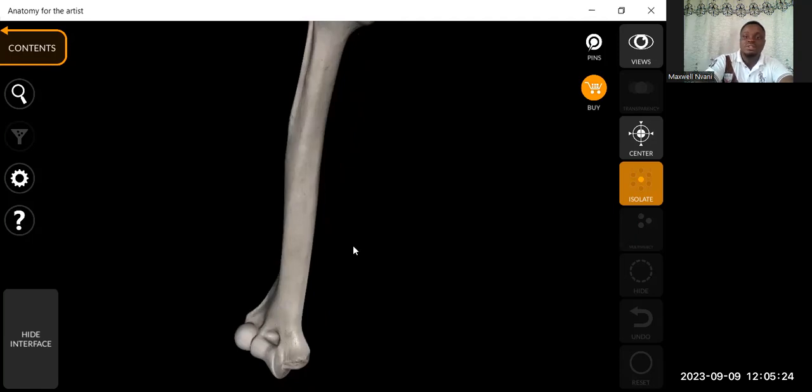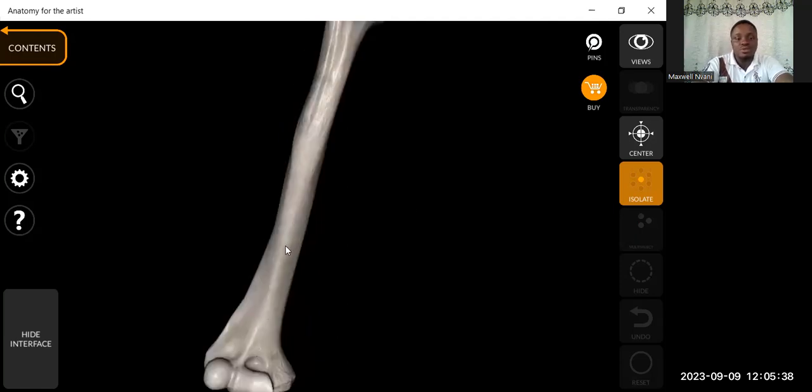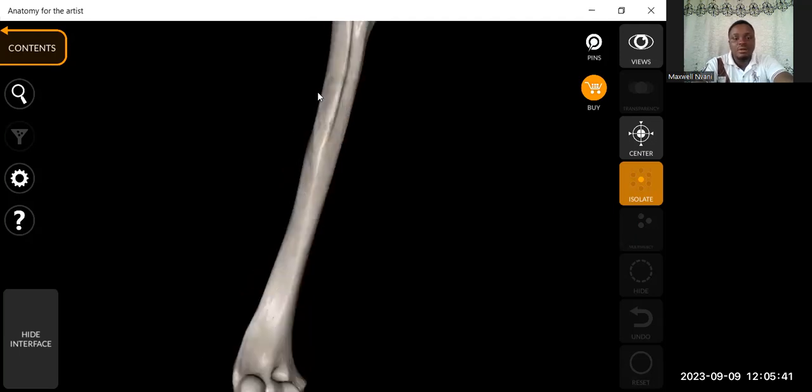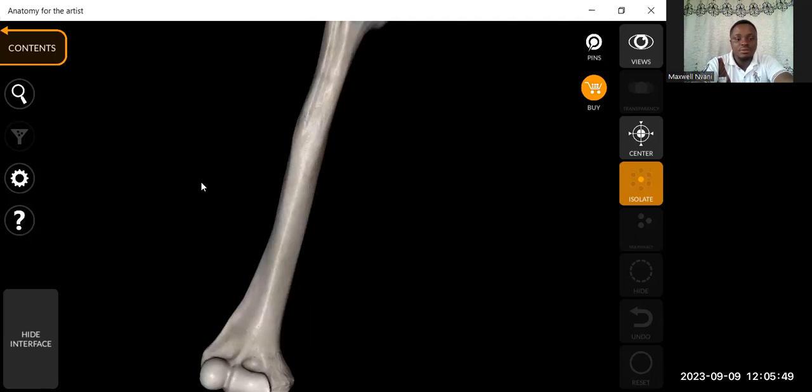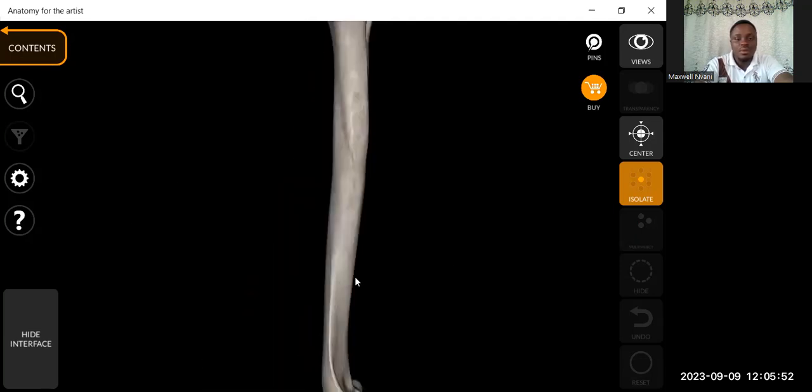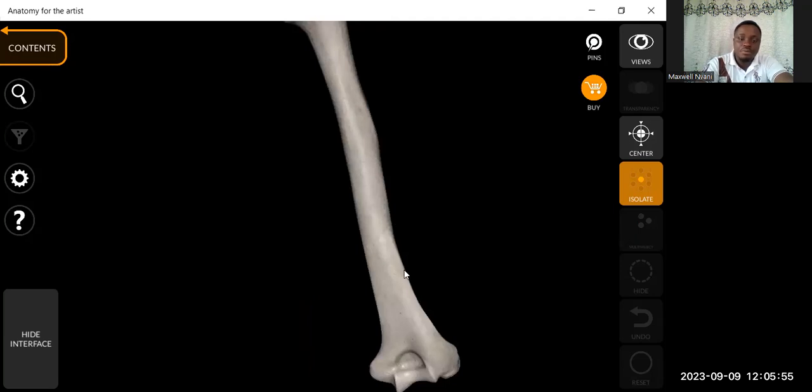Now, I told you it has three surfaces. In between the anterior border and the medial border, we have the anteromedial surface right here, where my cursor is, while in between the anterior border and the lateral border, we have the anterolateral surface. And then finally, let me show you the posterior view, between the lateral border and the medial border, behind, we have the posterior surface.